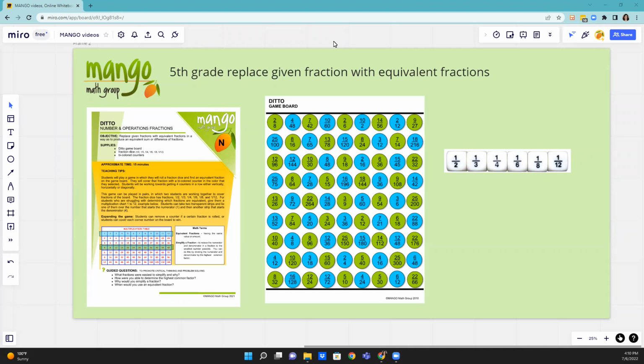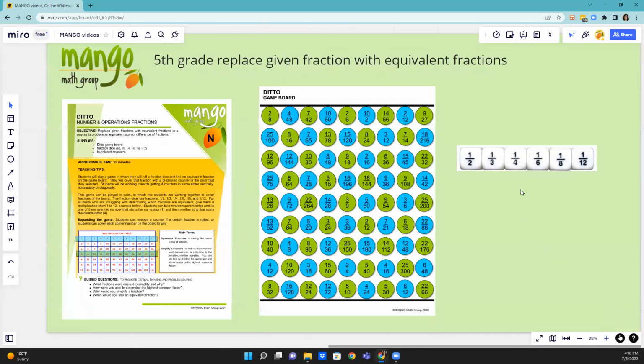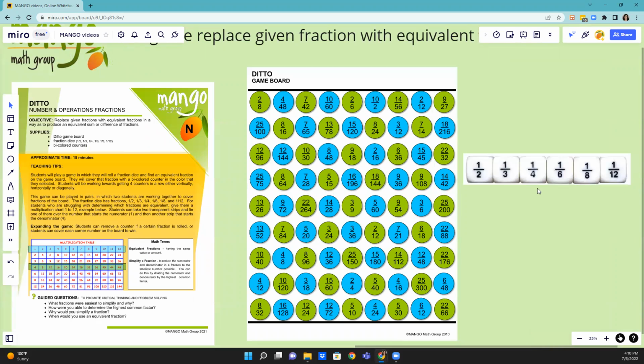So students will have a board like that is shown here. They will also have dice that will have 1/2, 1/3, 1/4, 1/6, 1/8, and 1/12 on each of the sides. And each one of these fractions is equivalent to one of those amounts.